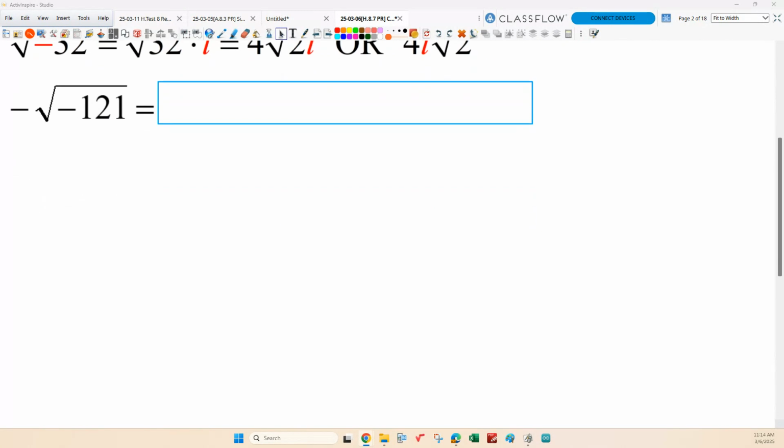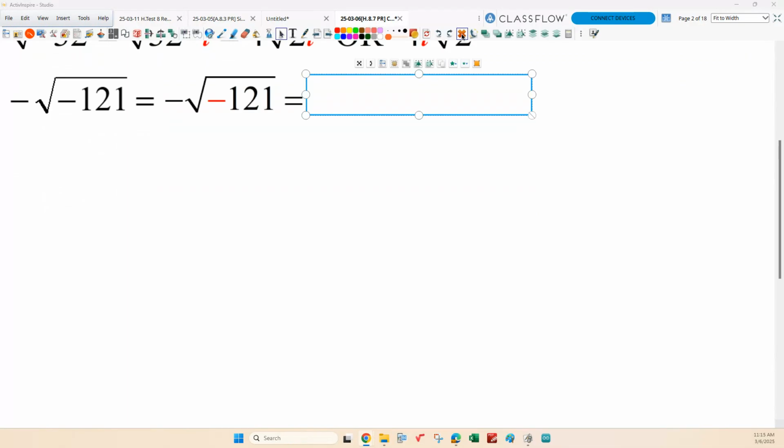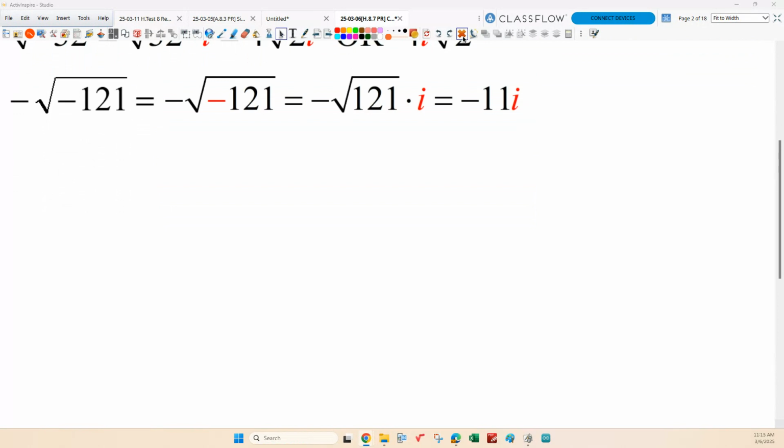It's an important one. How about this one? What's it going to give us? -11i, right? Because for the square root of -121, the negative inside becomes an i outside, and that's just an 11. The negative out front stays there. That's going to be a coefficient of our answer. So we just get that. Make sense? No big deal.